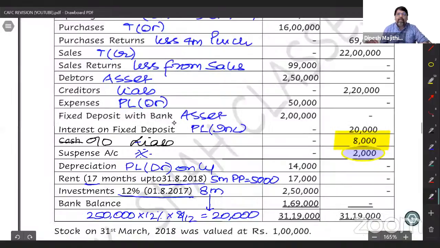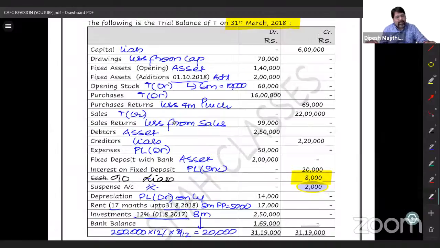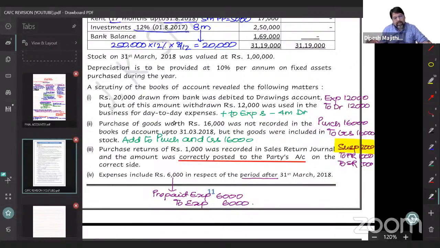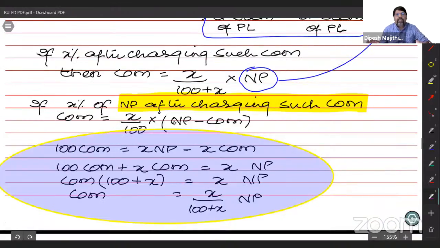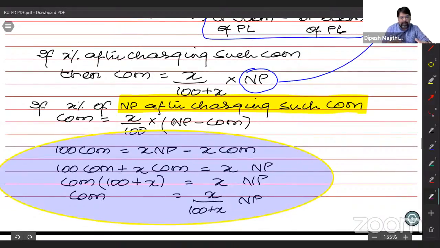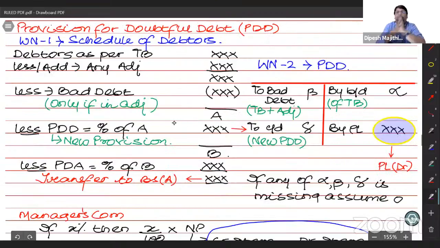Correct. This is your trial balance. And this is some working notes we had done, charter. Wrong entry, correct entry. This is your manager's commission. And this is provision for doubtful debts. Correct, chartered.